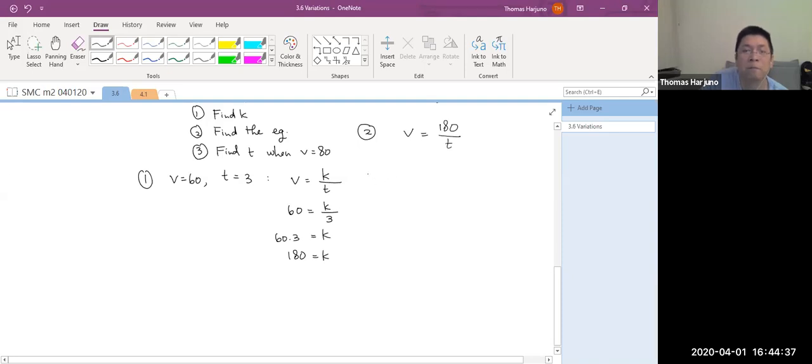That's the equation. And then the third, when v equals 80, what is t? So 80t equals 180. So t equals 180 over 80. What's that? 90 over 4, 22.5. I'm sorry, 2. What am I doing? Am I missing something? Oh, I'm missing a 0 here. So I will get 2.25.